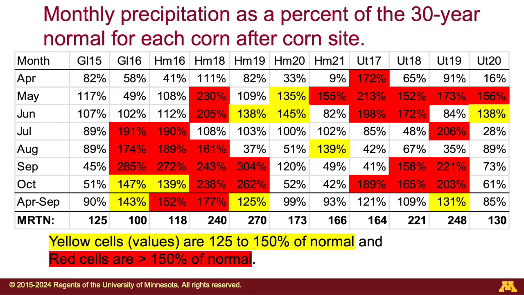So what do you see when you look at these corn on corn sites from a precipitation standpoint? You see a lot of red. And these were extraordinarily wet years. Harmony in 2016 and Harmony in 2018, this was the wettest growing season and total annual precip in the state of Minnesota's history. It came in at 177% of normal just from April through September. And you see back-to-back years here with wet conditions.